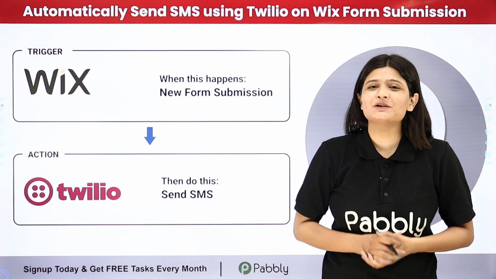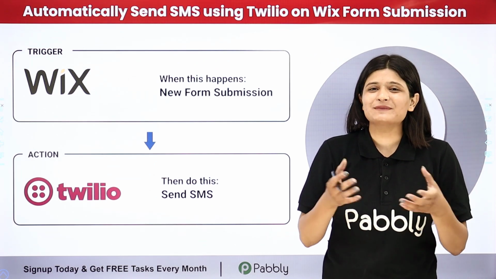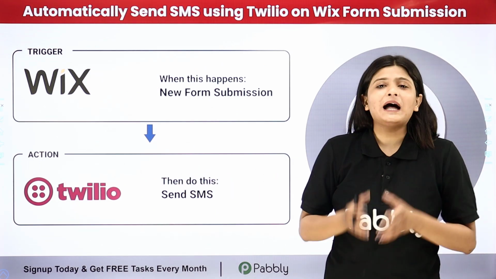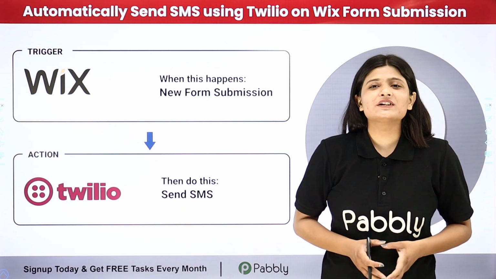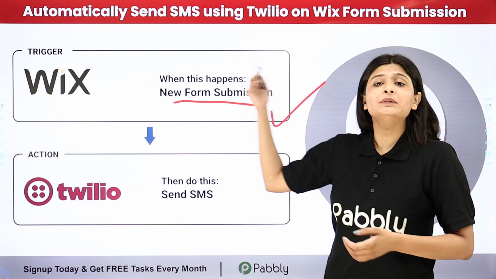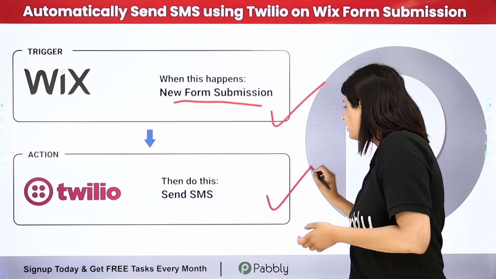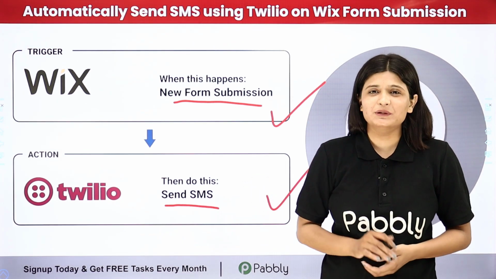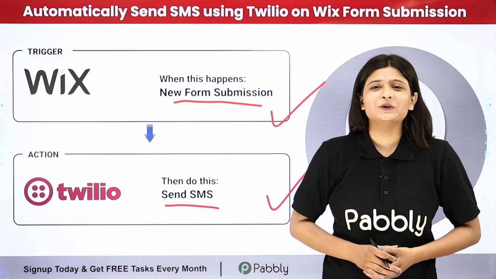Pabbly Connect is an amazing automation and integration software which requires no coding or programming skill. I just need to build a connection between Wix and Twilio. Pabbly Connect runs on two principles, which are trigger and action. Here as my trigger application, I will take Wix where the new form submission will be made and this complete workflow will get triggered. And in my action application, I will take Twilio where the SMS will be sent to all my customers as soon as the form submission is made. If you want to learn this amazing automation step by step, let me take you to my screen.